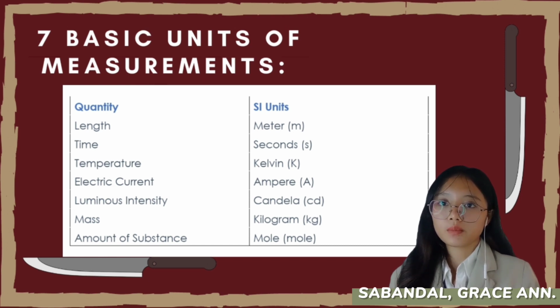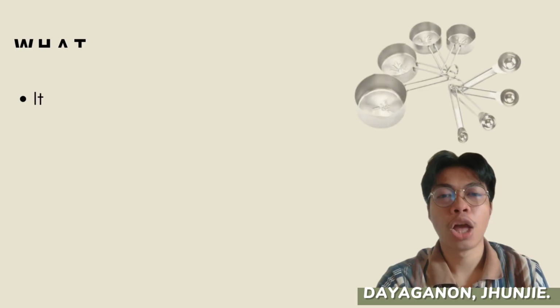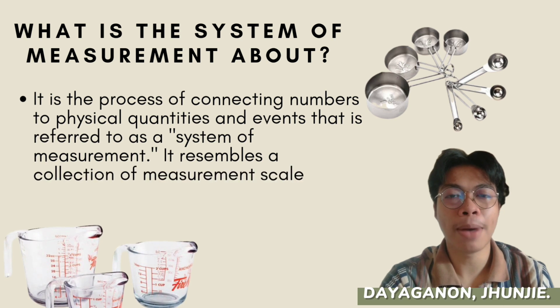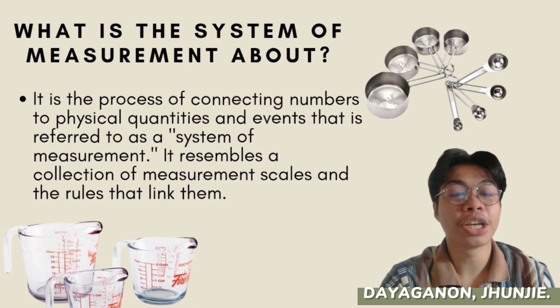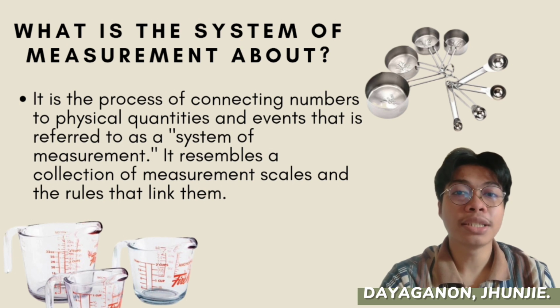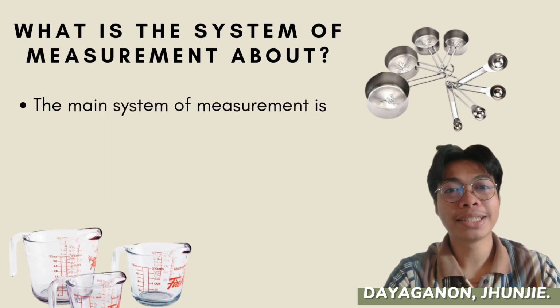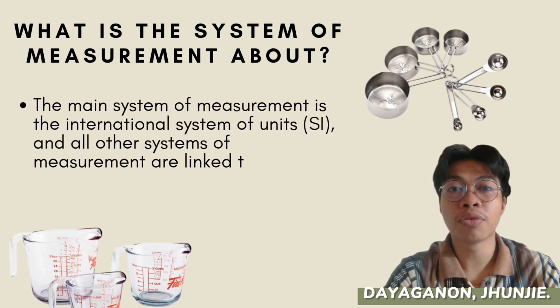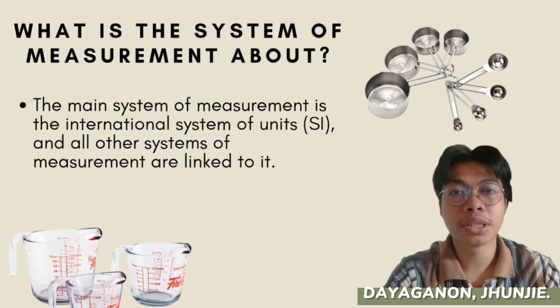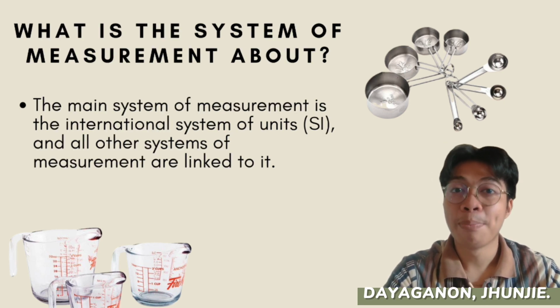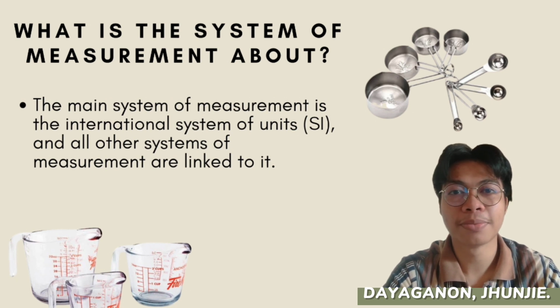Before we proceed to our main topics, let's first discuss the system of measurements. What is the system of measurement about? It is the process of connecting numbers to physical quantities and events that is referred to as a system of measurement. It resembles a collection of measurement scales and the rules that link them. The main system of measurement is International System of Units or SI, and all other system of measurements are linked to it. Measurements have 3 types of systems including the international system mentioned above.